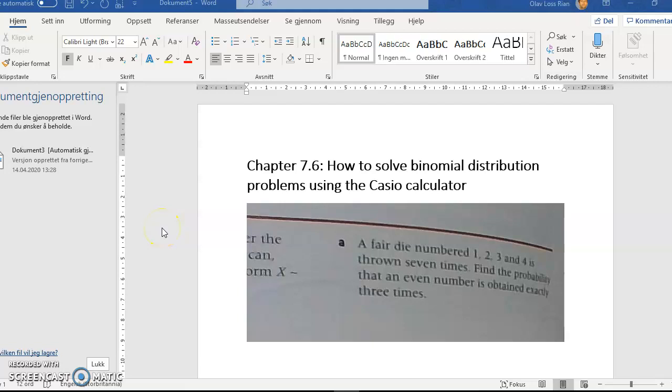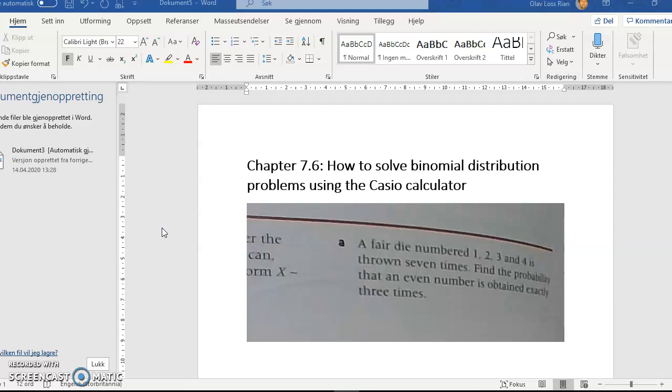Hello. So in the previous video, we looked at how we could solve this problem by hand. The situation is a fair die numbered 1, 2, 3, and 4 is thrown 7 times. Find the probability that an even number is obtained exactly 3 times. And you can do that by hand by using the formula that is in the book.